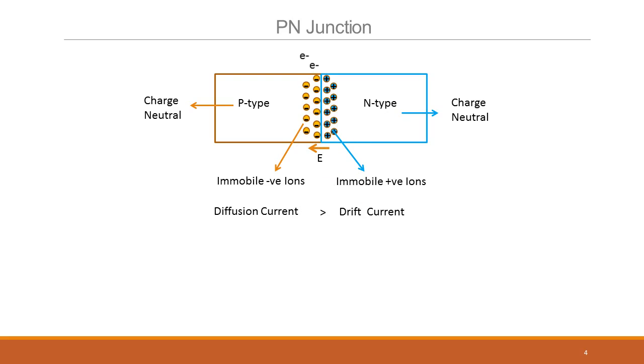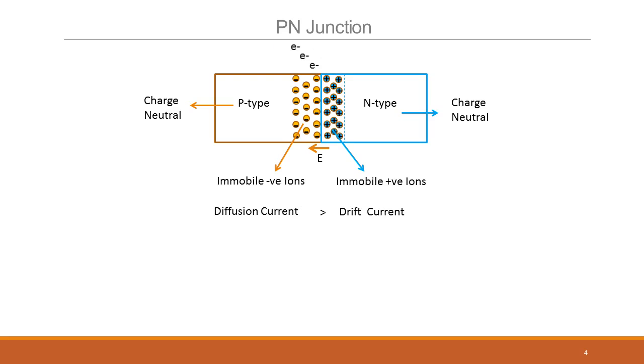Right? So the diffusion current is still larger than the drift current, but not by a large margin, because the drift current is actually increasing. Diffusion current is reducing because the concentration gradient has reduced a little bit, because some electrons have already gone this side. But still the diffusion current is larger, so some more electrons went from this side to that side.